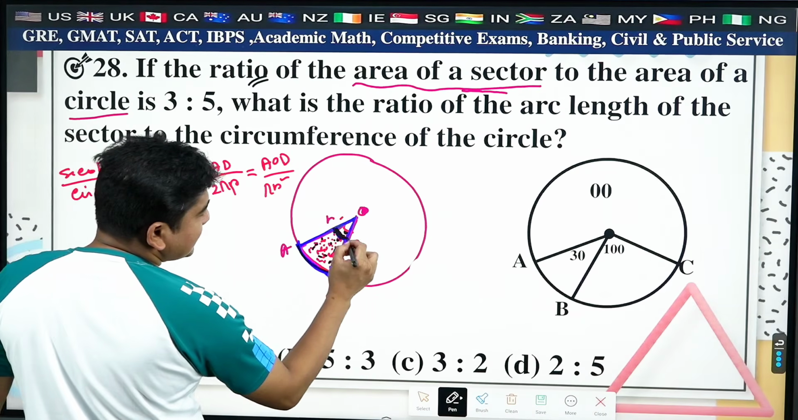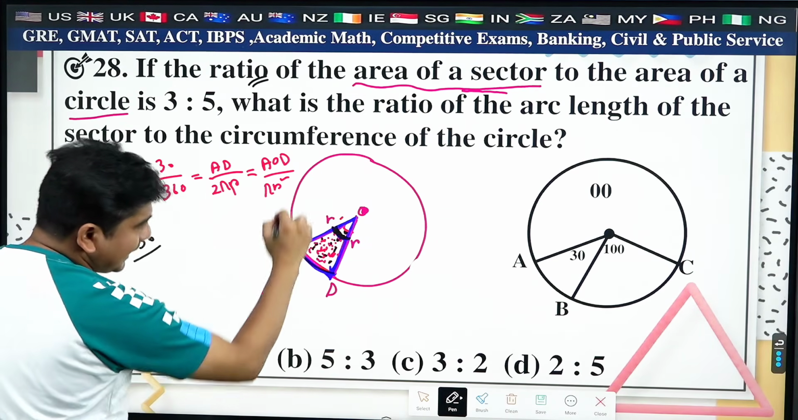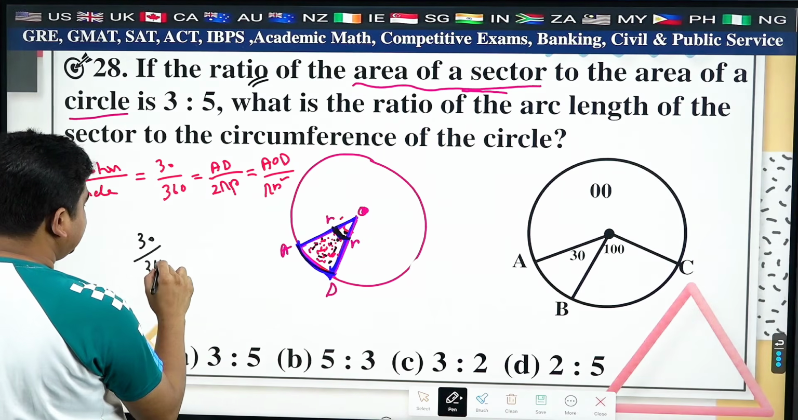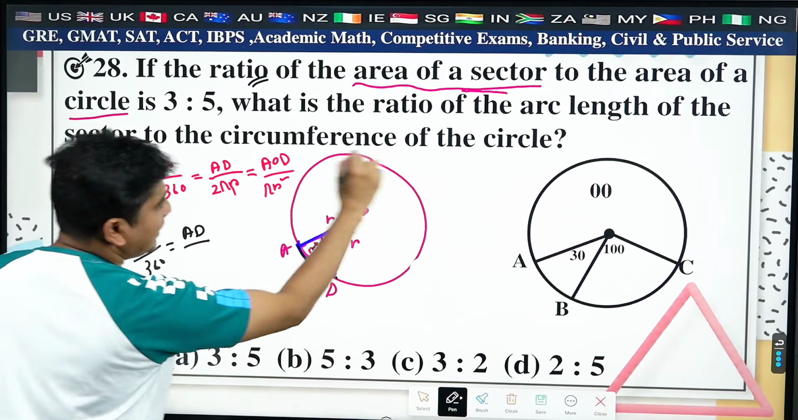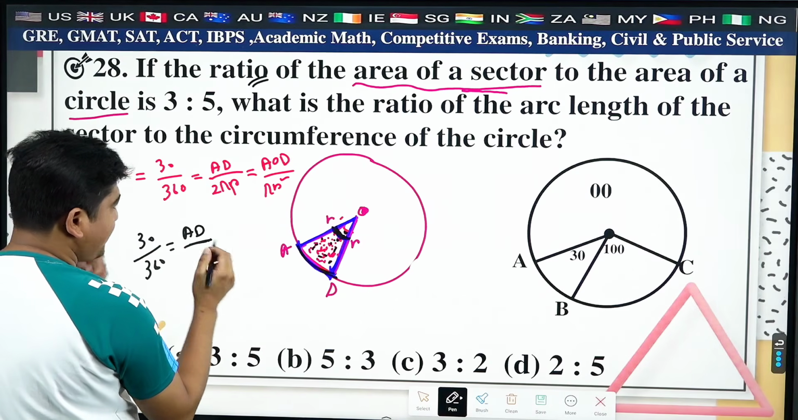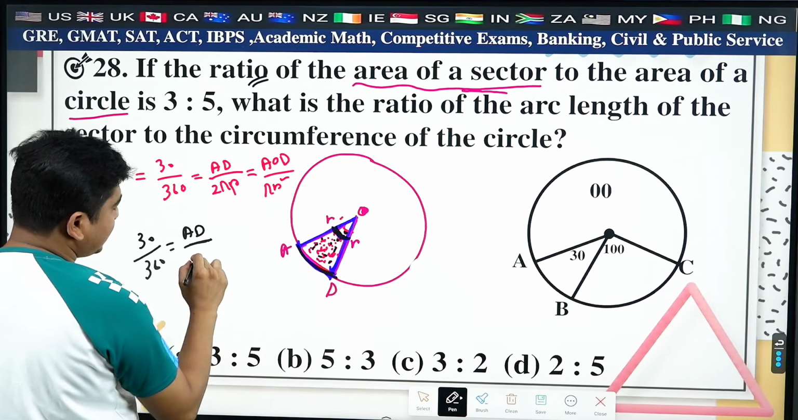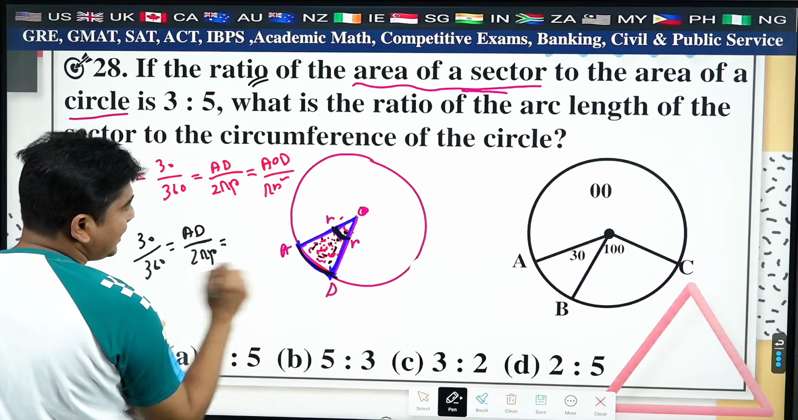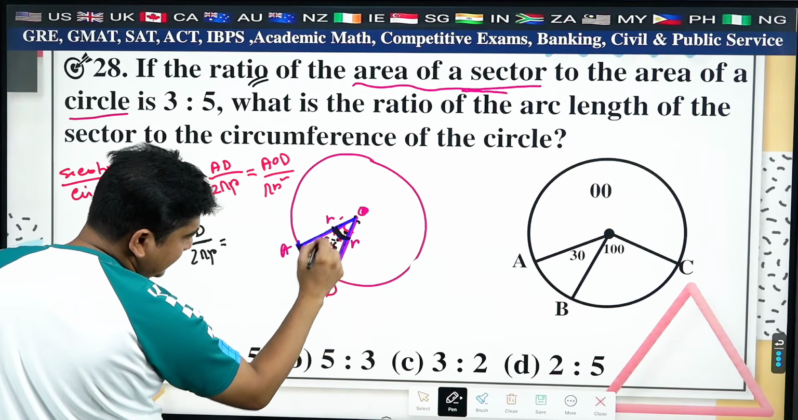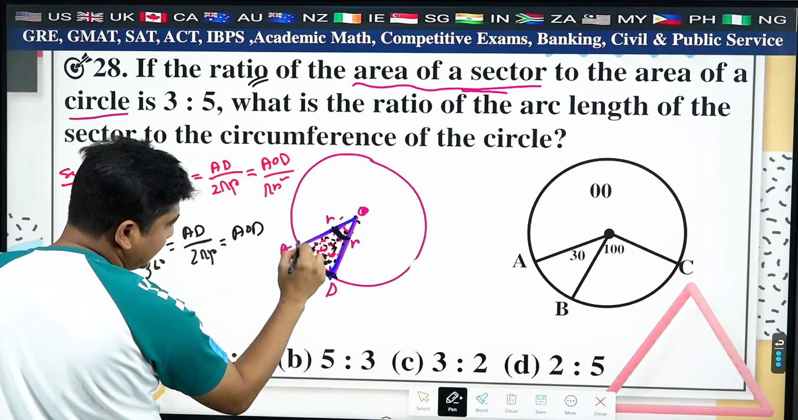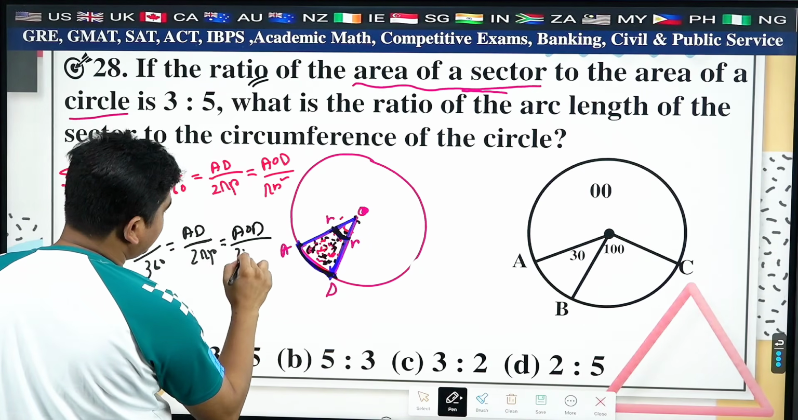The angle of this sector, that means 30 degree, divided by the angle of the circle 360 degree, equals the arc of the sector AD divided by the arc of the circle, that means perimeter of the circle, 2 pi r. The area of this sector, that means AOD, divided by the area of the circle.